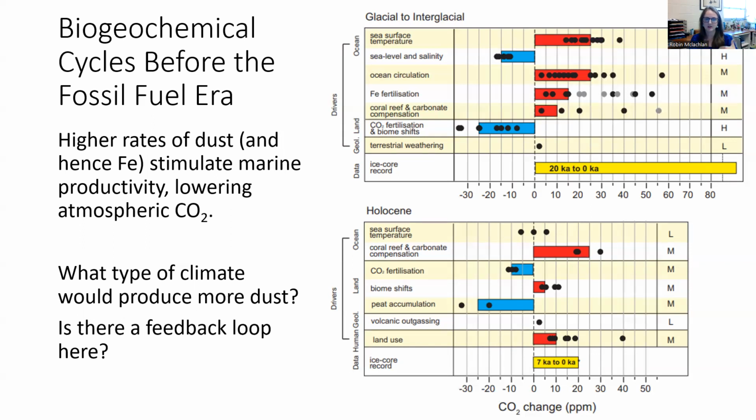So again, is there a feedback loop here? Right, we're getting warmer, there's more and more dust. Dust, we know, stimulates marine productivity, lowering carbon dioxide. So yeah, we're getting a feedback loop here, and this one's a good one. This is a negative feedback loop. Because the warmer it gets, the more dust there is, the more iron there is in the ocean, the more productive the oceans are, the more carbon dioxide is drawn down due to photosynthesis, and that's actually going to cool the climate. So we are causing a negative feedback loop there.